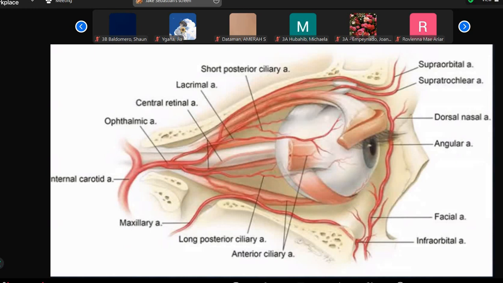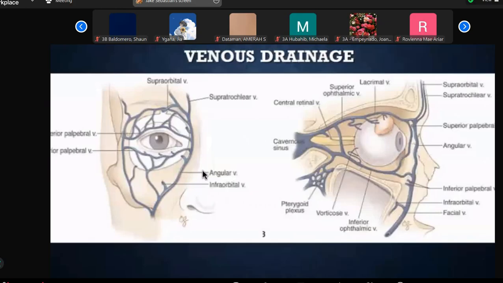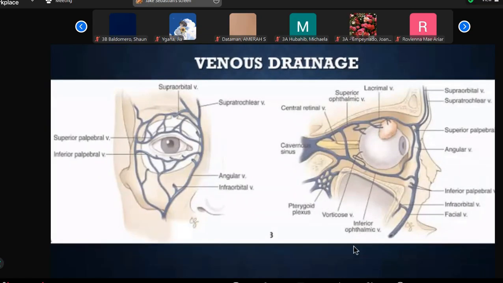Okay. So of course the venous drainage of the eye follows the arterial supply. And now we have a clearer picture of the pterygoid plexus here, the one that empties the inferior ophthalmic vein, and the cavernous sinus here. The cavernous sinus at this level is already at the sella turcica. So the sella turcica is where the pituitary gland rests. So this is where the cavernous sinus is as well. So adjacent to this is also the internal carotid artery.